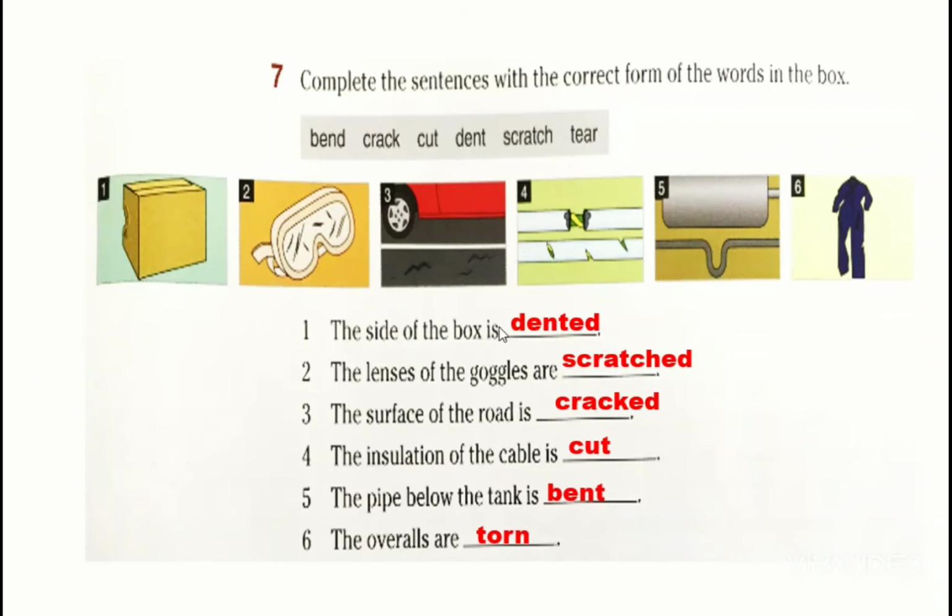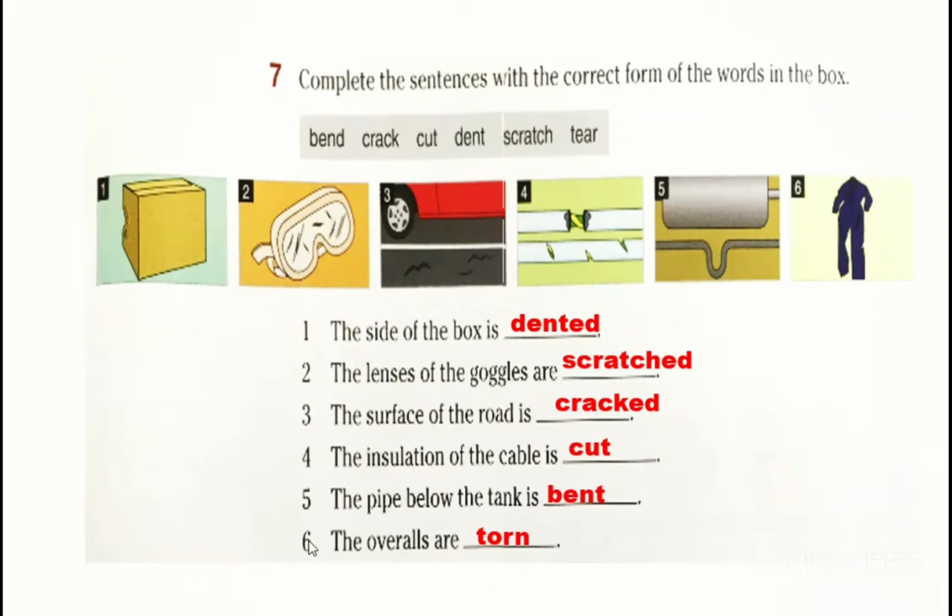So we can use there is or there are, but after there is or there are, we should use a noun, not an adjective. I say there is a dent. I say there are scratches. I can't say there is dented. No, I can't say that. I say there is a dent. There are scratches. Okay? Please think of these sentences and try to rewrite them using there is or there are. 3, 4, 5, and 6.